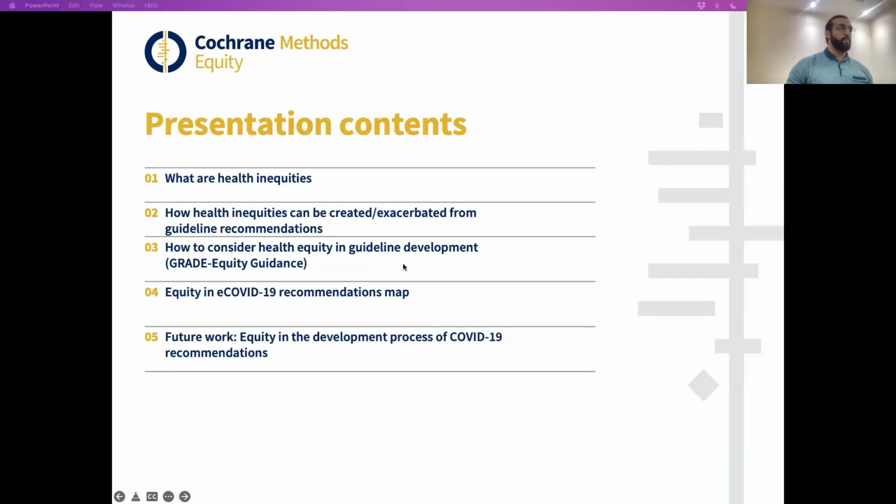So first, I'm going to touch on what health inequities are and how they are assessed, and then cover how health inequities can be created or exacerbated by implementing guideline recommendations. And then we will cover what GRADE Equity recommends for guideline developers to consider health equity to basically minimize that. And then I will hand it over to my colleague Tamara to go over the recommendations map and share with you our plans for future work for assessing equity in the development of those recommendations.